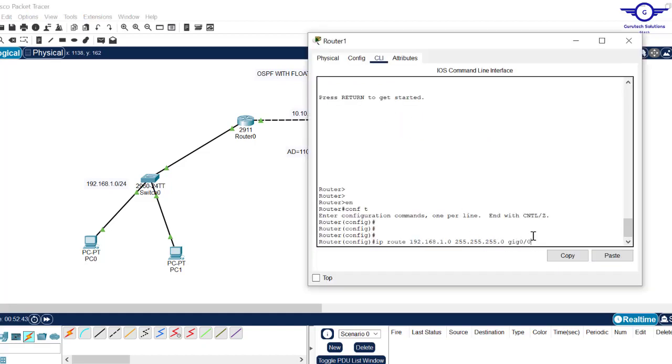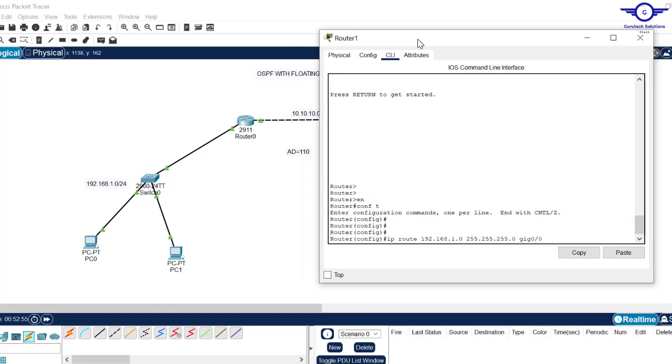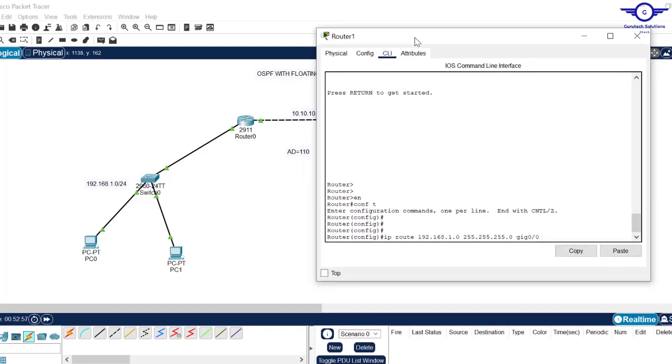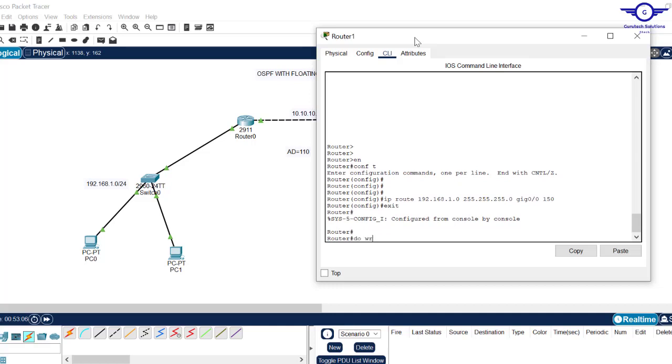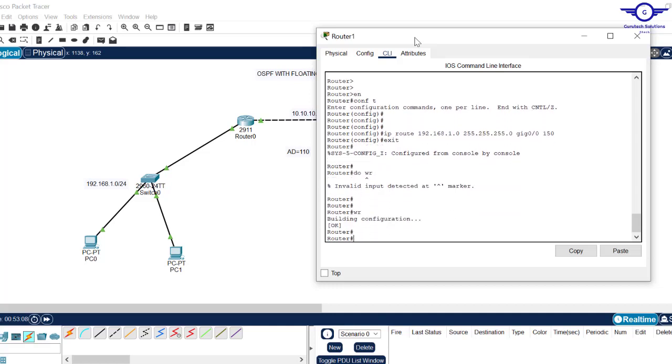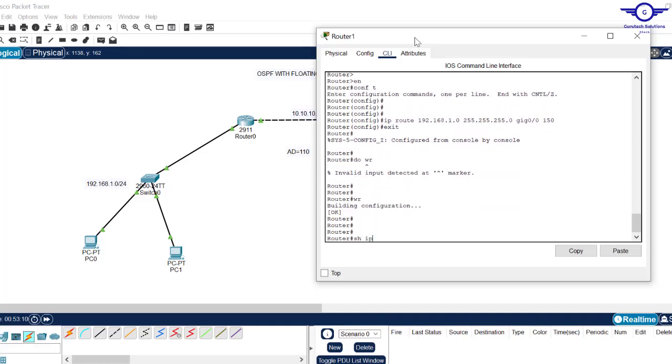Okay, like I said, now this should be a backup. Backup means it should have a higher administrative distance, something more than 110, because OSPF by default has 110 as administrative distance. So let's give it even 150 and we hit enter, and that's now done. Exit, do write.